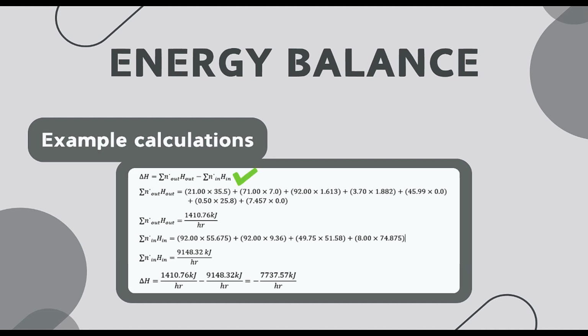In summary, mass and molar fractions help determine component distribution, while energy balance ensures efficient operation in separation units. Mastering these concepts is crucial for process optimization in chemical engineering.